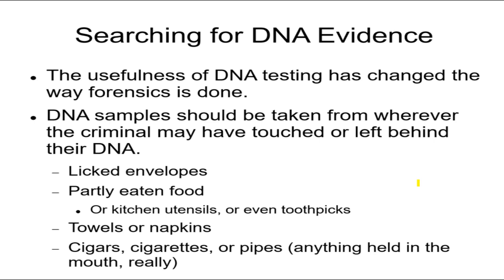Our DNA analyses are that good, that useful, that we have to look at things that look like they have absolutely no evidence and still try to take samples from there. Licked envelopes, partly eaten food. The perpetrator might have left his DNA on it. Towels, napkins he might have touched. Cigars, cigarettes, anything in the mouth. Even though you don't see them as having evidence, you might have to search them because DNA might be on them.